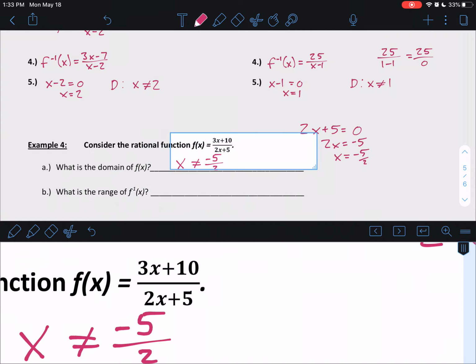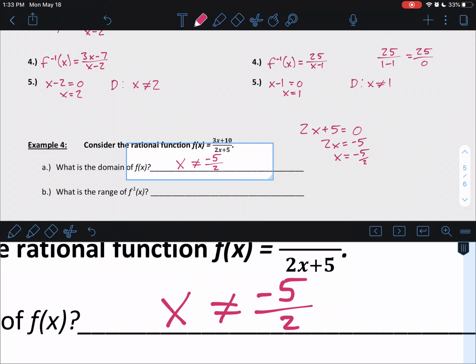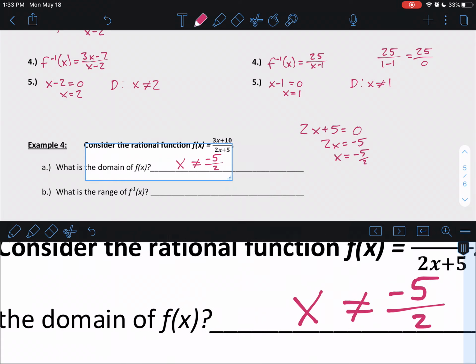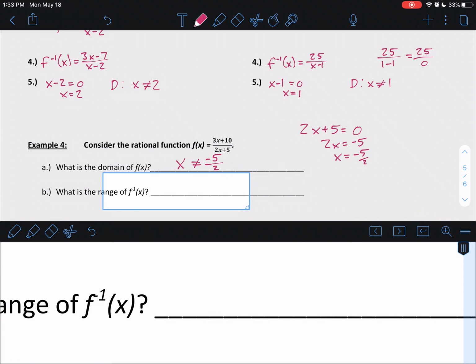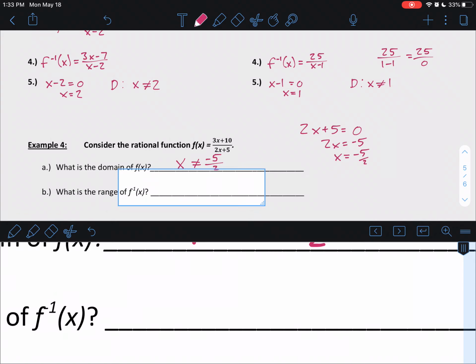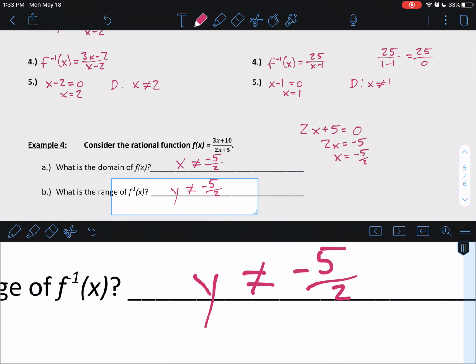And the range of f negative 1 of x, so f inverse of x. Remember, when you take the inverse function, the domain becomes the range. So if this was the domain of f of x, the range of its inverse is going to be the same thing, except range is y. So we're going to have y is not equal to negative 5 over 2. Because this is the base function, and this is the inverse function.